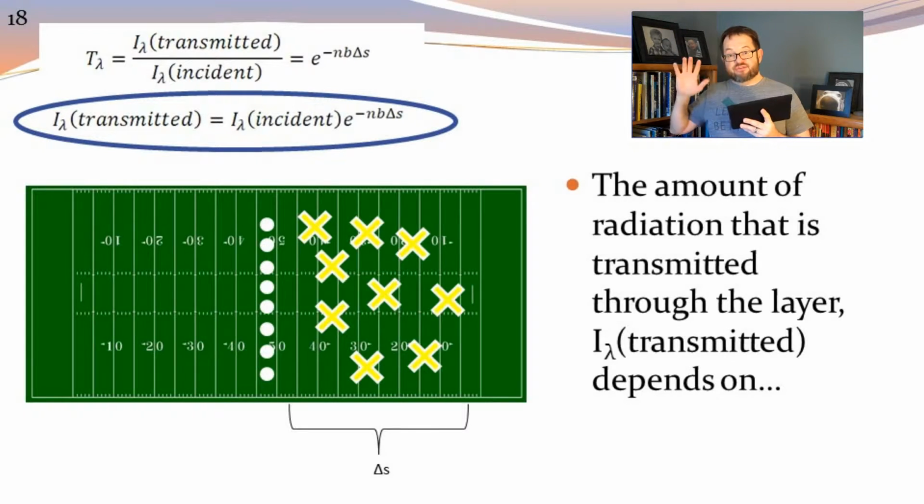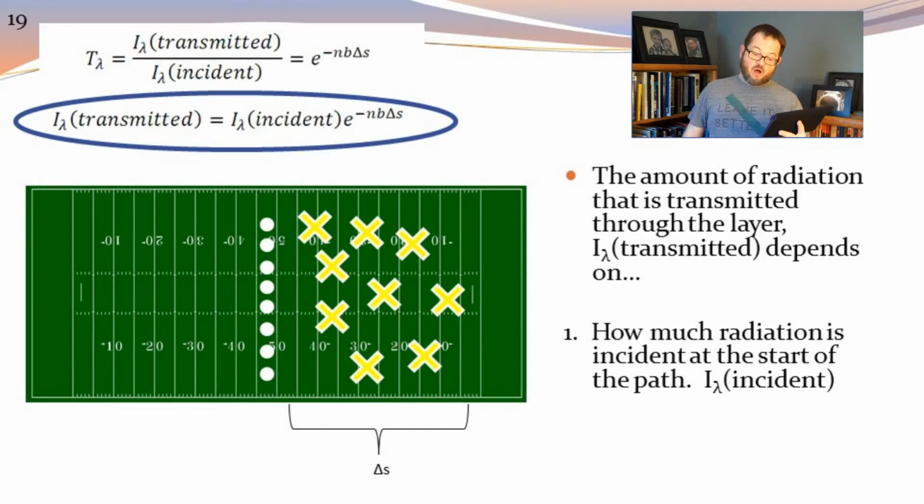It's going to be the amount that is incident. That's how many photons or whatever. That is the flux of radiation that is incident upon the start of the layer. How much of that is going to make it through and be transmitted out the other side of the layer, which is delta S meters away? Well, it's going to depend on a number of factors, like, one, how much radiation was at the start of that path.